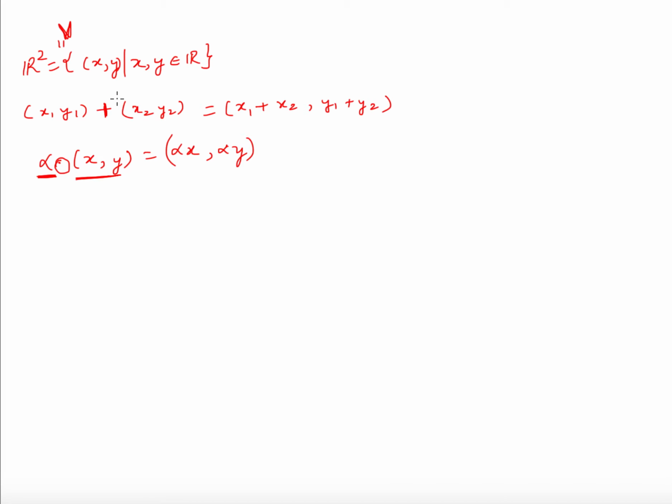So you can check that these two operations satisfy all the 8 properties which I have listed. So this V, R2 with that plus and dot, is a vector space. Is a linear space or a vector space. It's up to you, whatever you want to call it. Linear space. Okay. Now, what is the normed linear space?